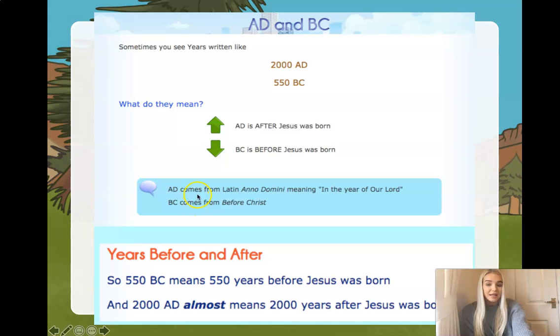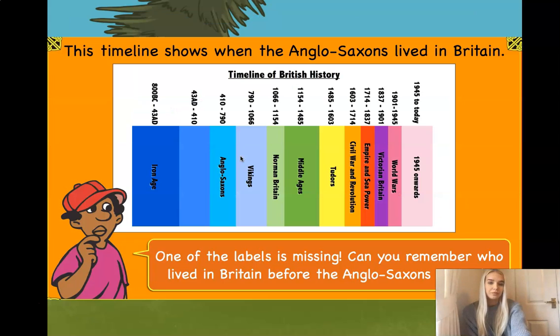And AD comes from this Latin word Anno Domini, which means in the year of our Lord. BC is before Jesus was born, like before Christ. So if you see 550 BC, it means 550 years before Jesus was born.